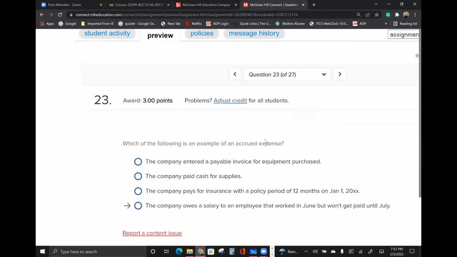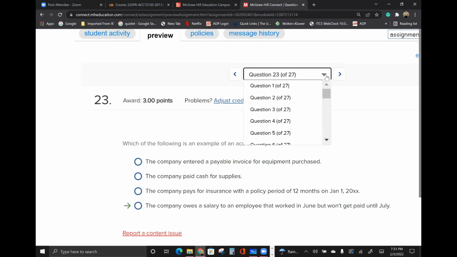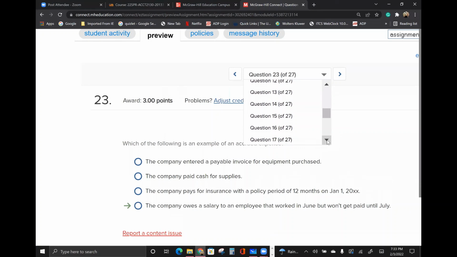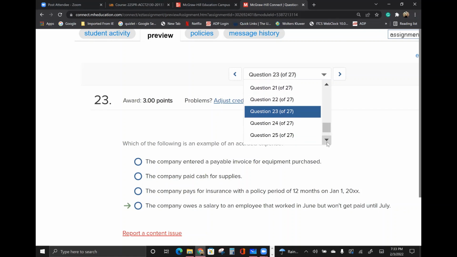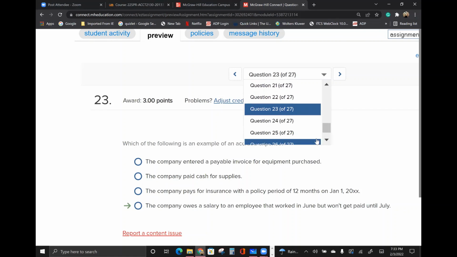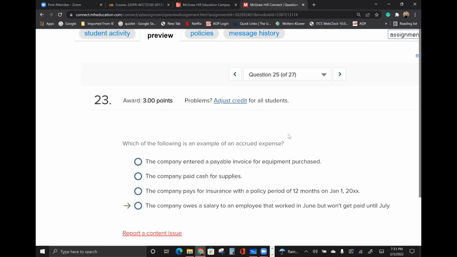What in the following is an example of an accrued expense? It's just giving you different scenarios. A company owes a salary to an employee that worked in June but won't get paid till July. And that's one that we went over in class. That's something that I would have to set up. Can you give me an example of another one? What's another accrued expense? Interest can be, yeah. Because sometimes we have to pay that note next month, and we have to accrue the interest expense.